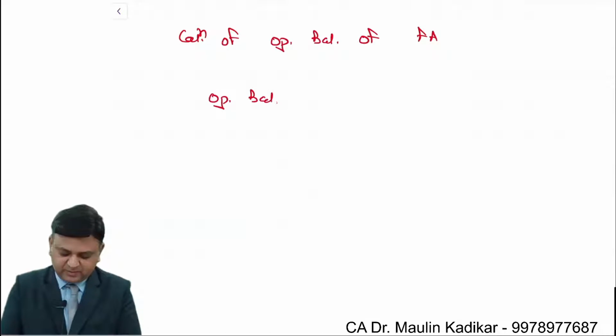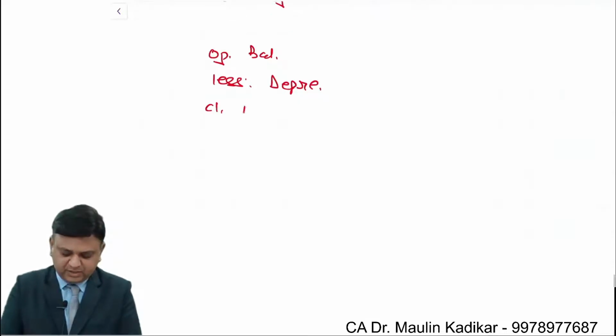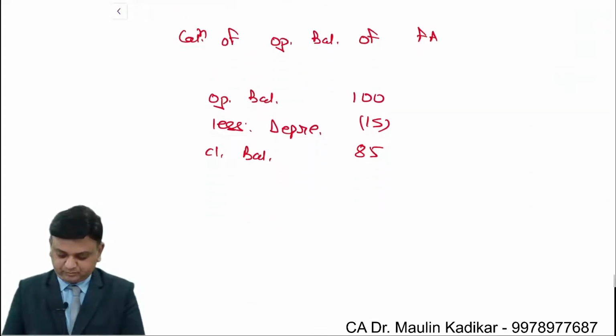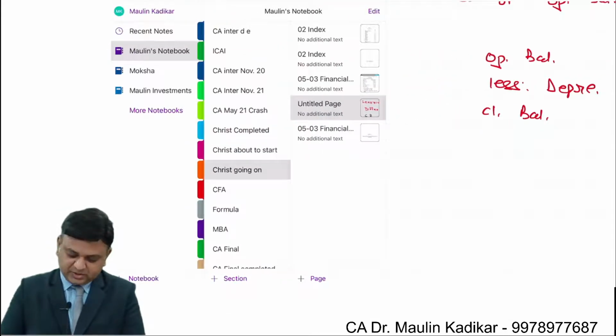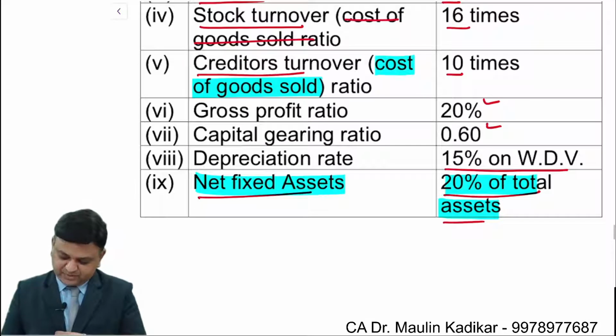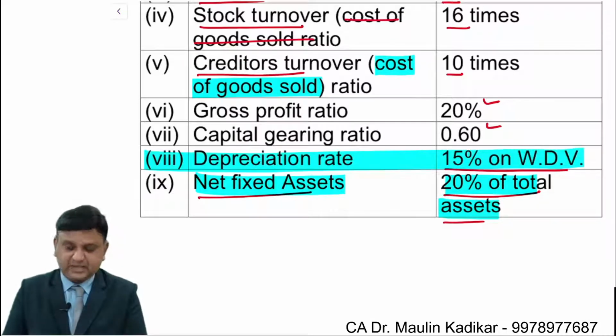We understand opening balance less depreciation will give the closing balance. So if this is 100, this is 15, and this would be 85. Because the rate of depreciation is provided to us in the example as 15%.